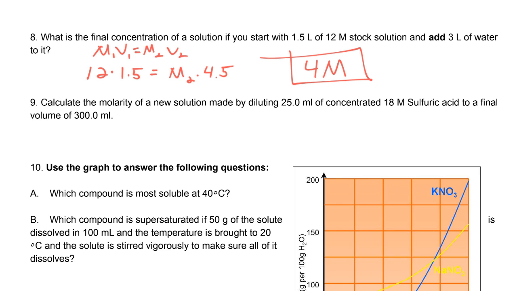All right, and then the next one is similar. So I've got 25 milliliters times 18 molar sulfuric acid is going to equal 300 milliliters times what? So 25 times 18 divided by 300 gives me 1.5 molar.